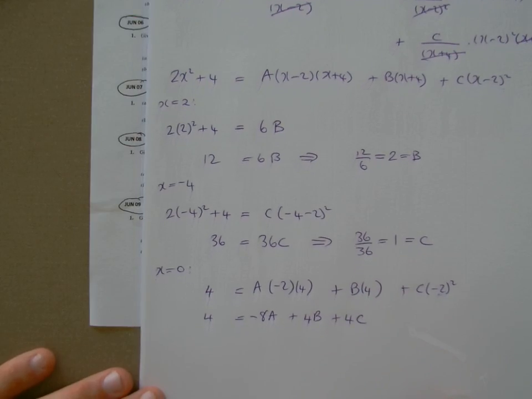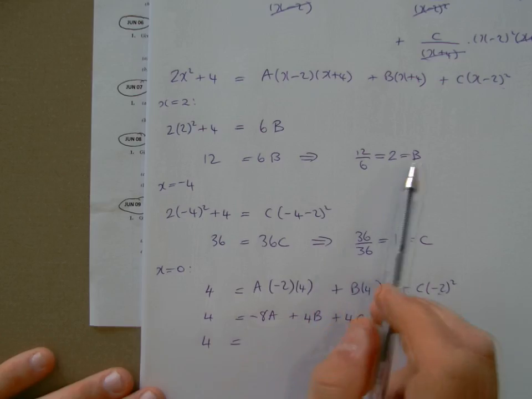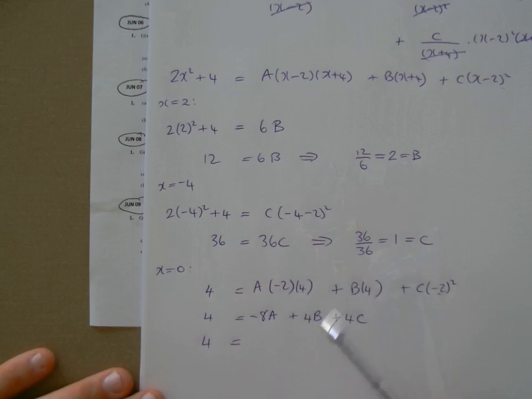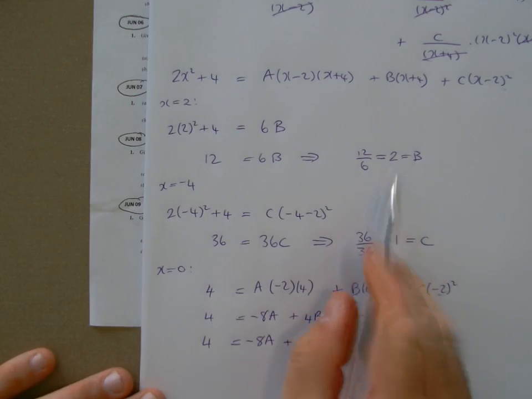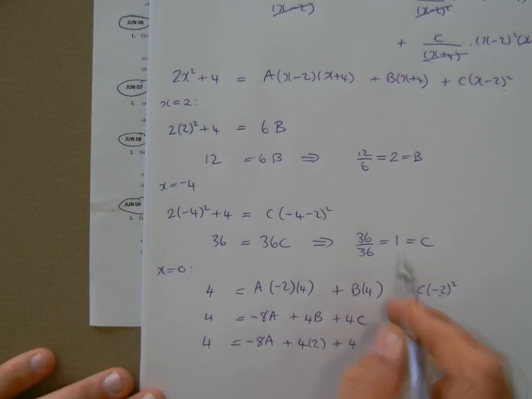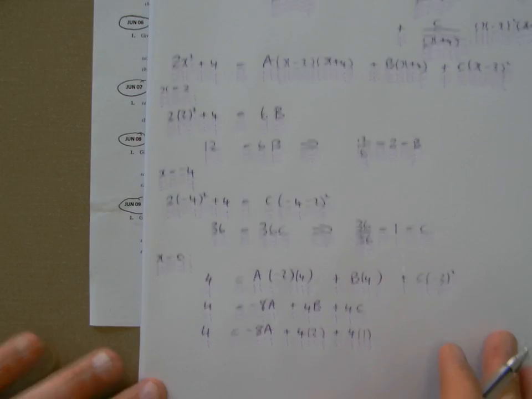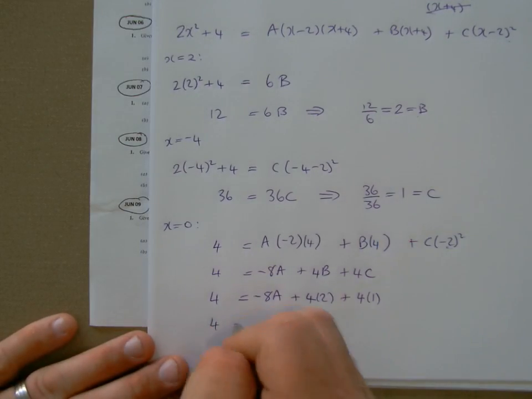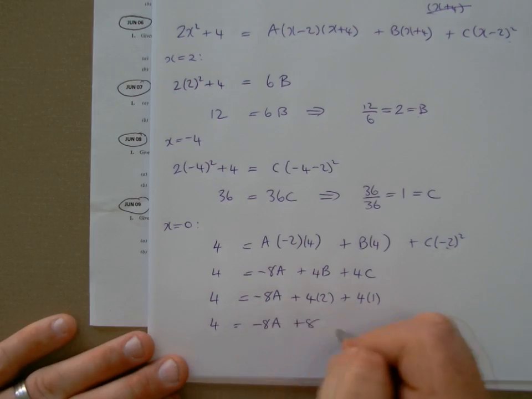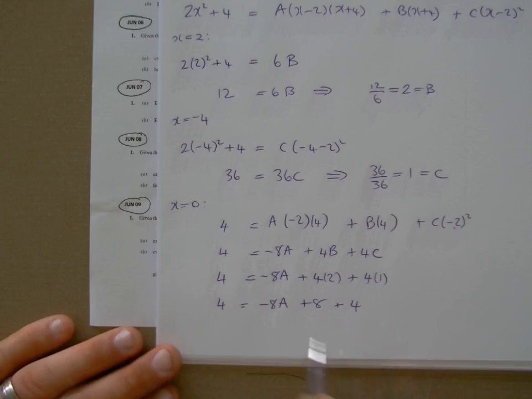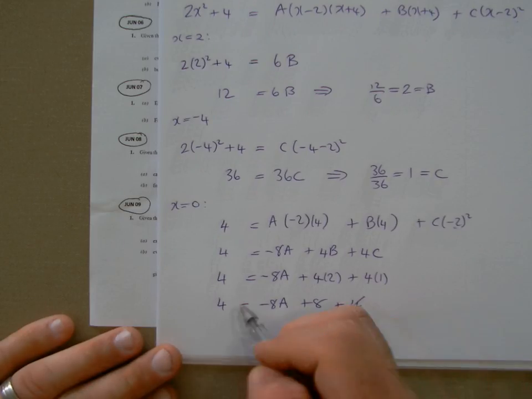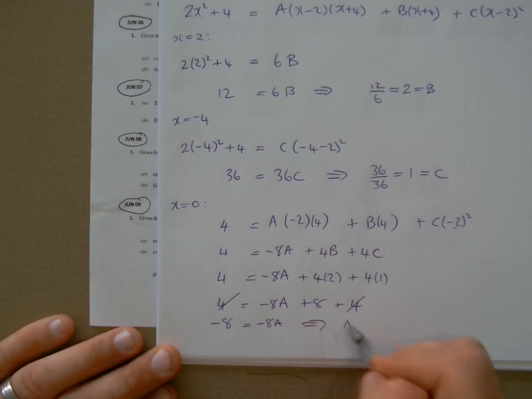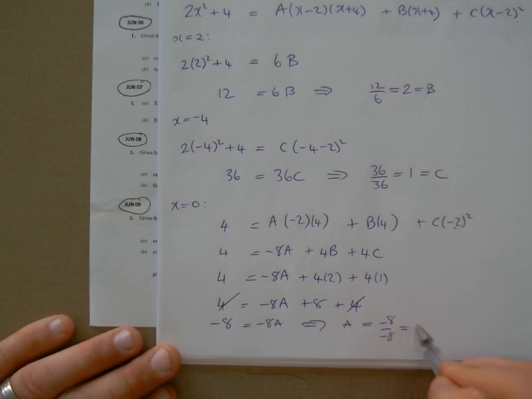Now what's good is we don't know what A is, we're going to work that out in a minute. We know B though is equal to 2. We know C is equal to 1. So then we can simplify this. We've subbed in my values of B and C. That becomes 8. That becomes 4. And then that 4 will cancel with that 4. Take that 8 over, so minus 8 equals minus 8a. So that implies then A will equal minus 8 divided by minus 8, which is equal to 1.